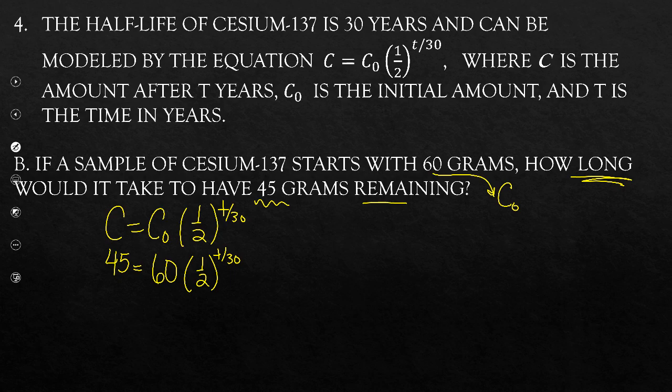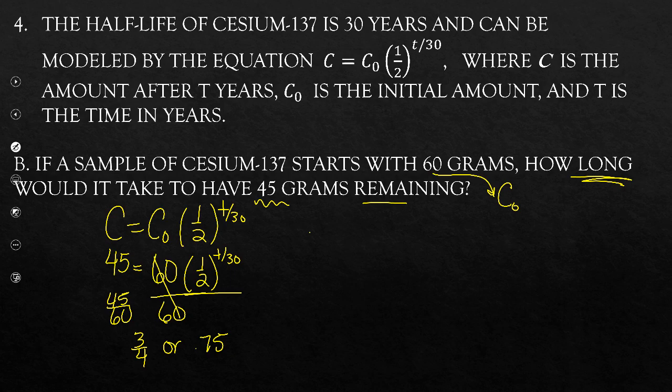The first thing we need to do is simplify to isolate this base so we can get the t out of the exponent. So we're going to divide 45 by 60. We'll divide the other side of the equation by 60 as well. And 45 over 60 simplifies to be 3/4 or 0.75.